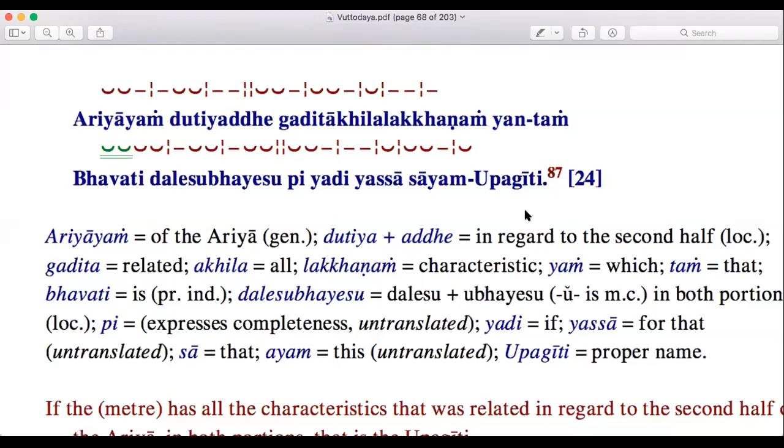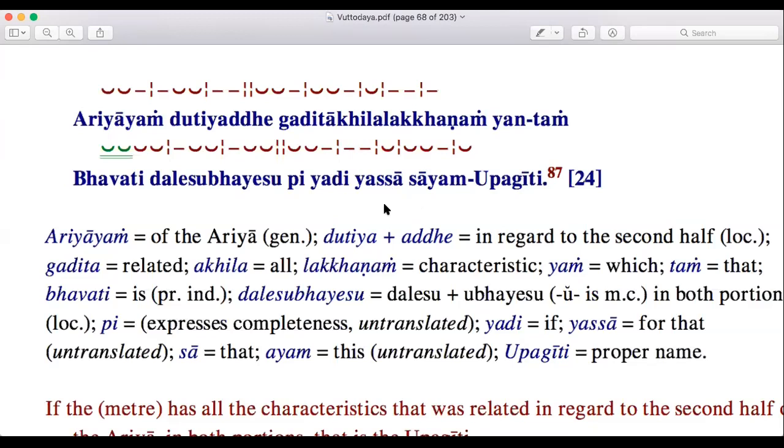So here also we observed the characteristics of the second half of Arya verse. So here let's check for the word break. Bhavatida le subha ye supi. Here the third group ends. Then yadi yas is the fourth group. Sa is the fifth group. So we know that in the second half the word break is there if the fifth group is a nagana. So here the fifth group is not a nagana, it's a magana. So word break is not here too.